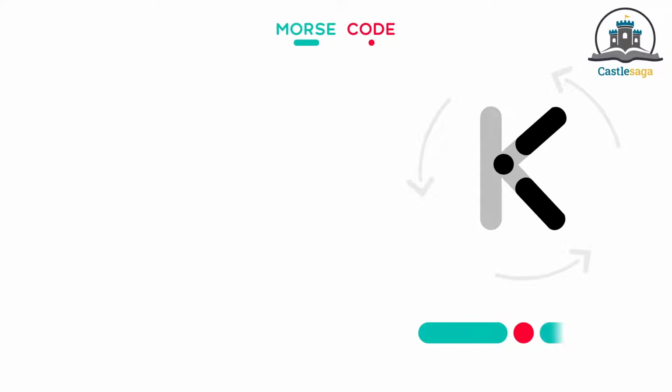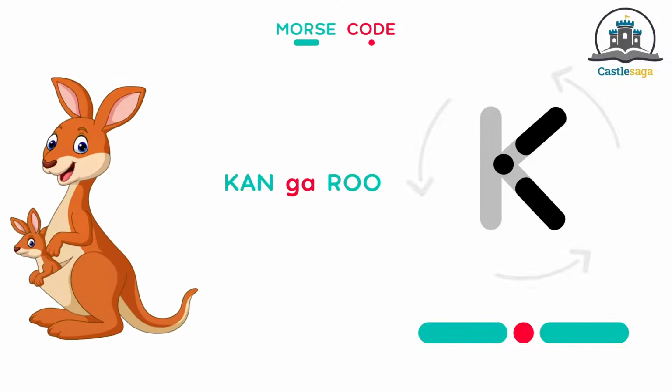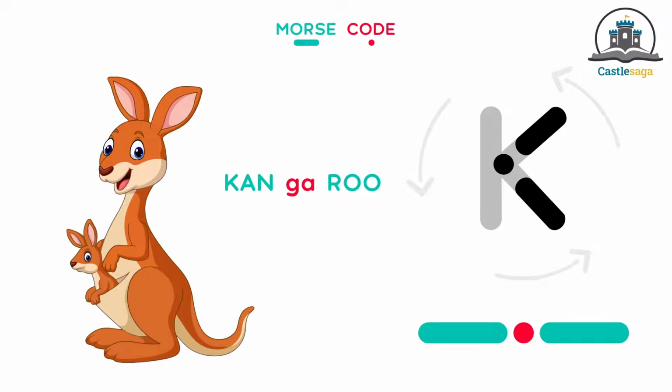Next letter, K. K is dash, dot, dash. Again. Da, dit, da. Now, name the Australian animal with a pouch to carry its child. Yes, it's kangaroo. Now with Morse code. Kangaroo.